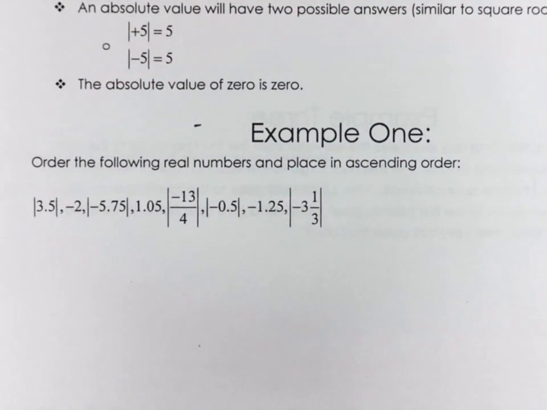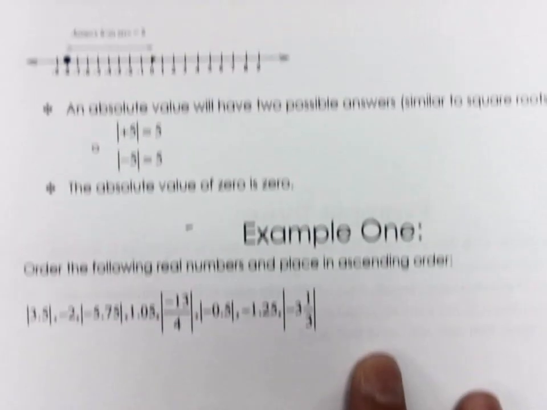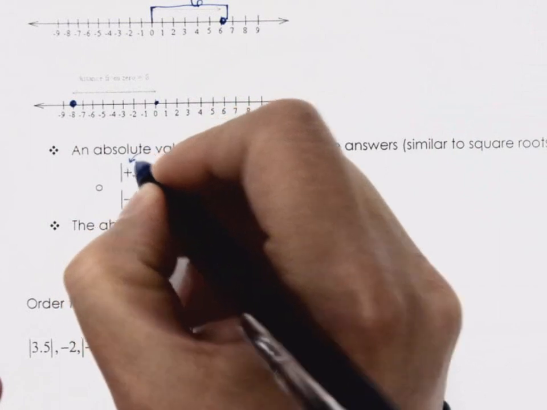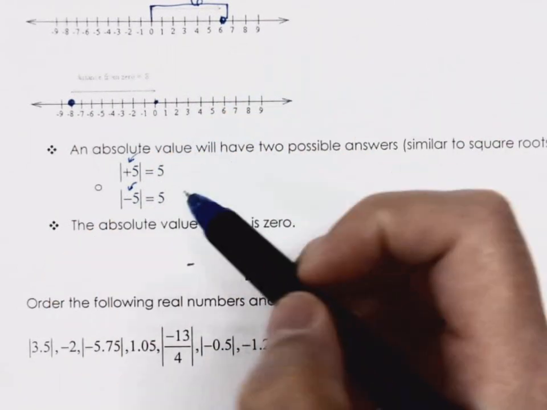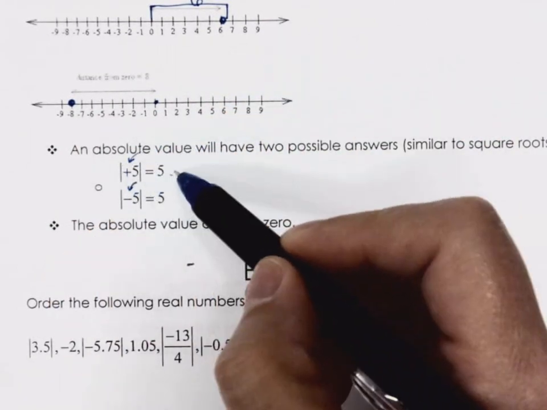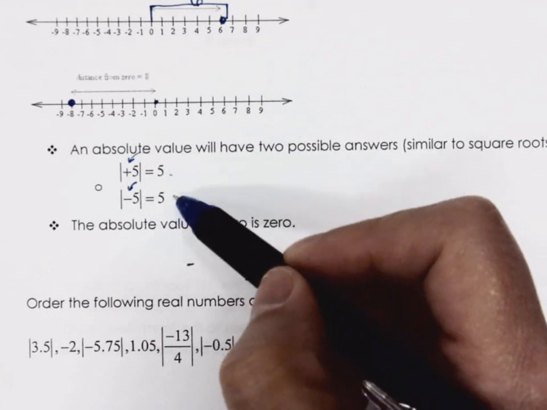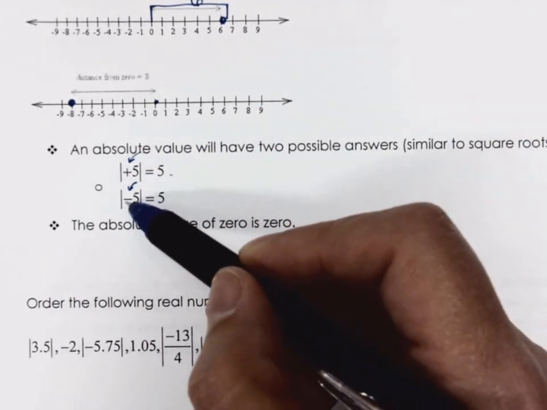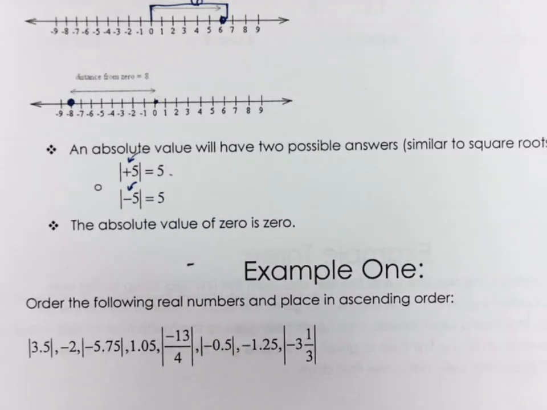Okay, so we're going to order these. Yes? It says an absolute value will have 2 possible answers. Right, sorry. The absolute value, similar to square roots, I was talking about this one in here. They're both absolute to a positive value of 5. So positive 5 gives me an answer of 5, and the absolute value of -5 gives me 5. So both of them will give me the exact same answer.